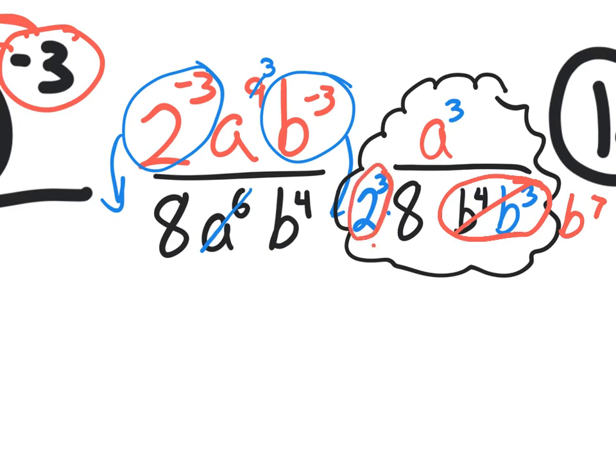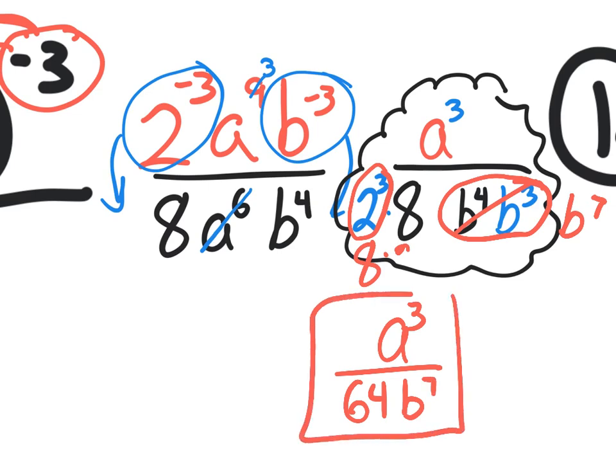So I really have 8 times this other 8 right there. So let me write my answer. Finally, I have the a to the third up on top all by itself. On the bottom, what do I have? 8 times 8? 64. B to the 7th. That is your final answer, ladies and gentlemen.